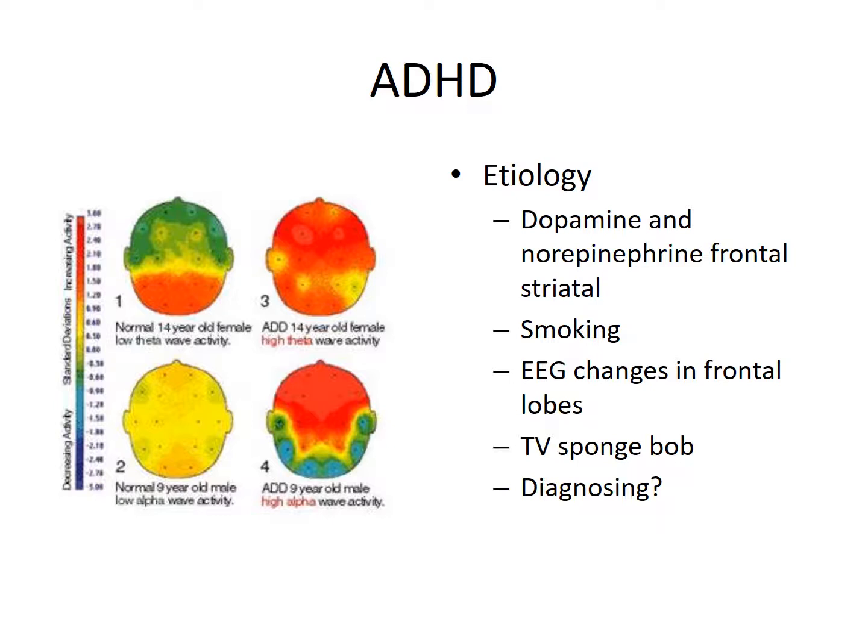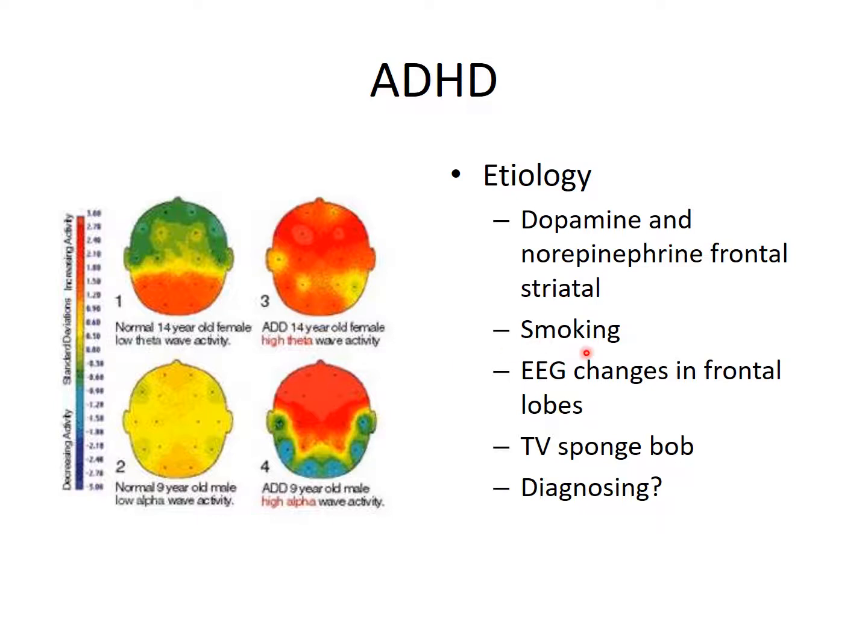Here's some things that I put in. Basically, you can go through these quickly. Dopamine, norepinephrine, and frontal striatal. Again, this is an old slide. So put an H there, put an H there. I should probably get rid of this slide. It's just too old. But it shows the point, right?